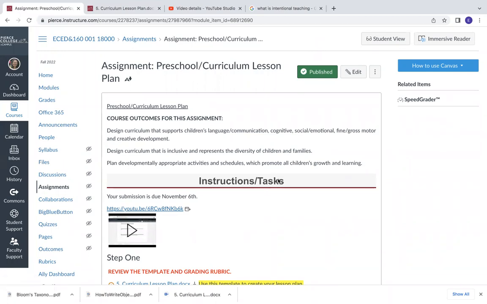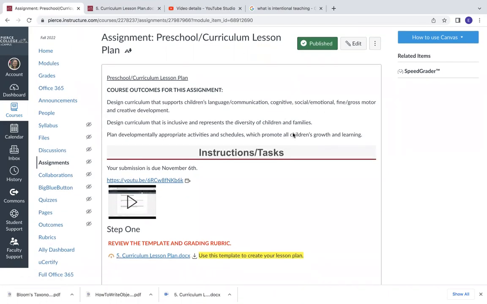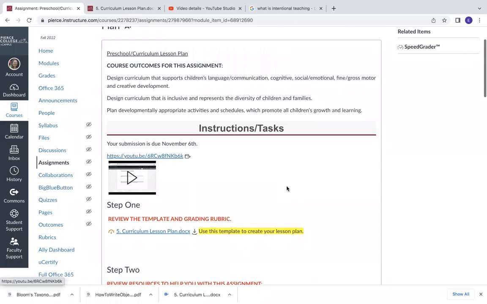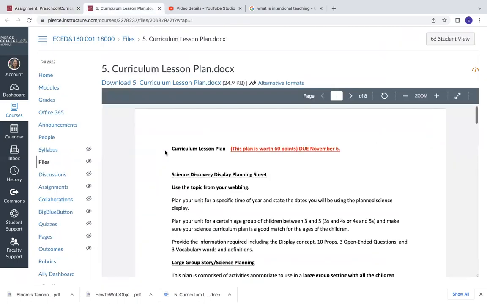This is what Canvas looks like. Here are your course outcomes for this assignment. This video will be here for you to watch to review what's required of you for this assignment. If we click on the curriculum lesson plan, you are going to find a document that is going to walk you through this lesson.